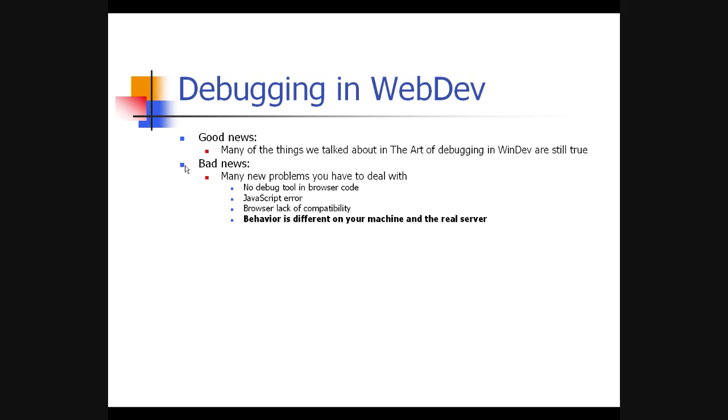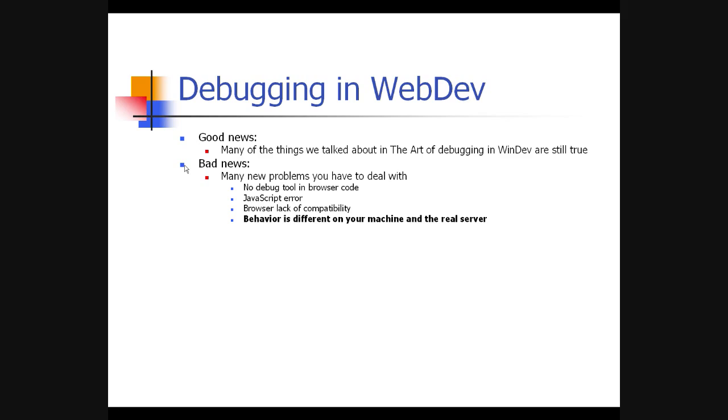Then another problem is that the behavior is going to be different on your machine and the real server. Remember what we said about the development philosophy on the web. You are not talking about one program working on your computer. You are talking about something that is going to work in two separate parts, one on the server and one on the client machine. And these two machines are totally different. Well, when you are in test mode on your own machine, suddenly these two machines are the same.